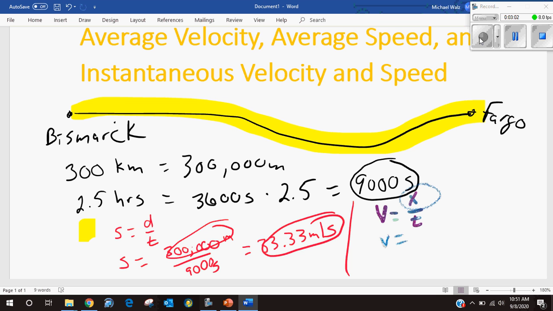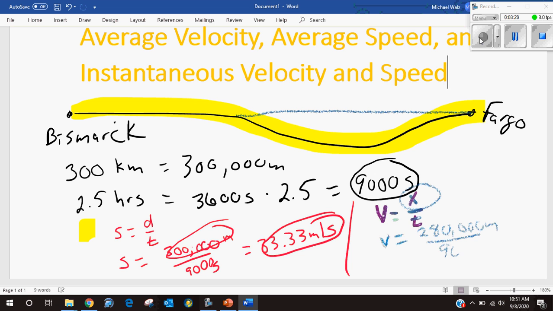So the difference here is if this were straight the whole entire way. Now that's not that straight either, but the displacement is going to be less than the distance, right? So the displacement, let's just say, is 280,000 meters, and your time then is still 9,000 seconds.